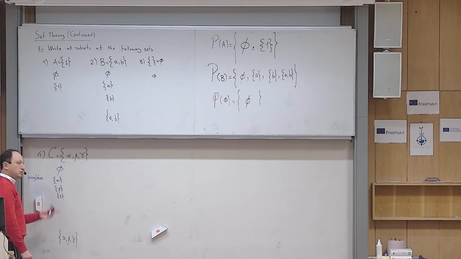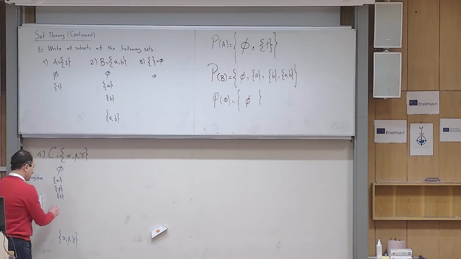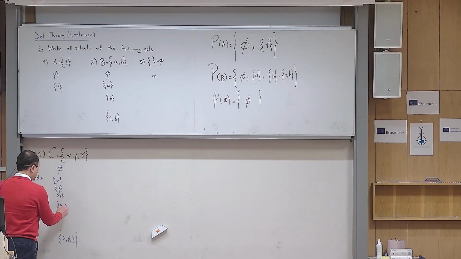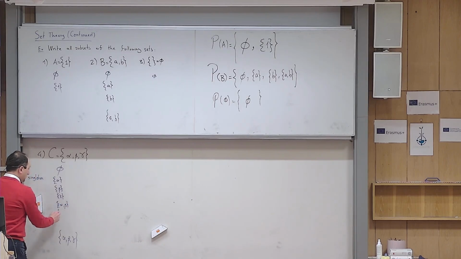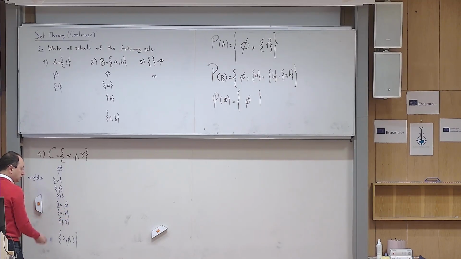But how many 2 element subsets can you imagine? 3 again. One of them is alpha and beta. The other one, alpha and gamma. And the other one, beta and gamma. So be careful. You don't write alpha and beta and then beta and alpha. No, they are the same. Order doesn't matter. So how many can you count? 1, 2, 3, 4, 5, 6, 7, 8.